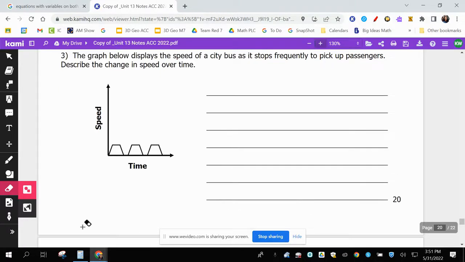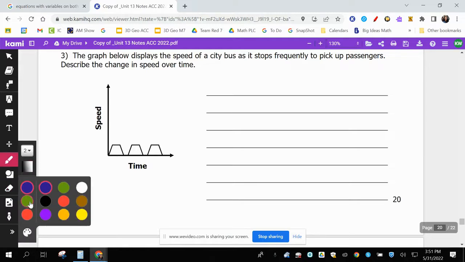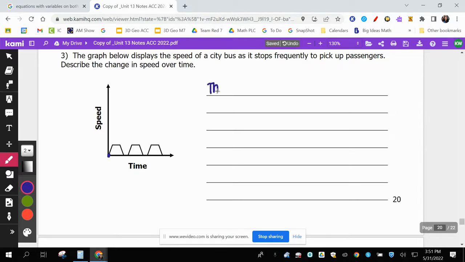So the graph below displays the speed of a city bus as it stops frequently to pick up passengers. So describe the change in speed over time. So what does the speed start at? It starts at 0. So the bus is stopped at the very beginning.